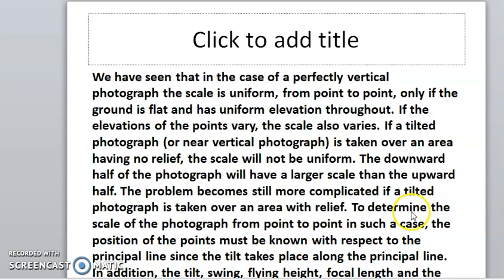To determine the scale of the photograph from point to point in each case, the position of the point must be known with respect to the principal line, along which the tilt takes place. In addition, the tilt and flying height and focal length must be known. Next slide.